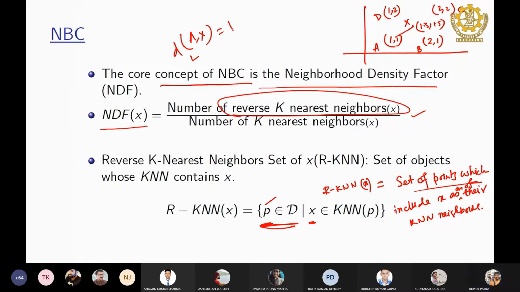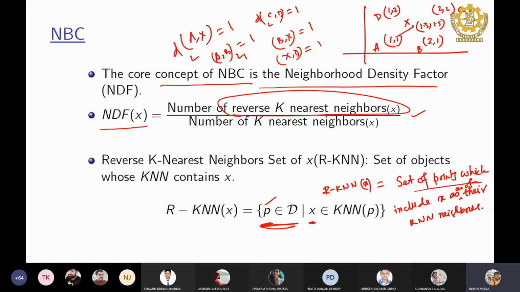This will be 1. The distance from A to B with L1 distance is 1. The distance from C to D with L1 distance will be 1. The distance from B to X will be 1. And X to D will be 1. Okay.